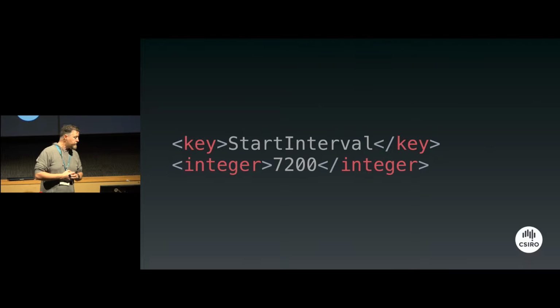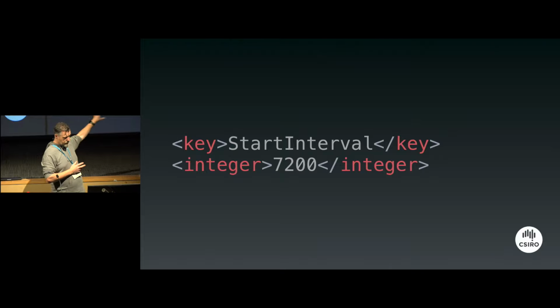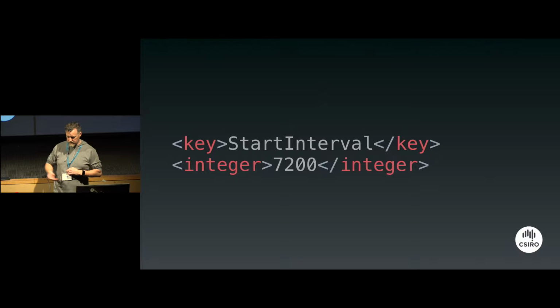Another good one is StartInterval. This one will load the job and tell it every 7,200 seconds, or however many seconds you put in there, run the program. This is good for maintenance programs or things that update some sort of resource. You can tell it to keep running every so often, and it will happily do that.